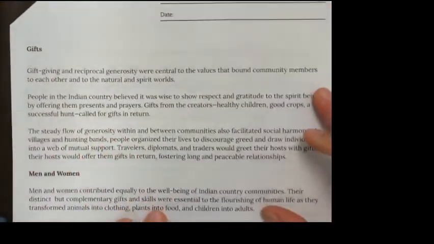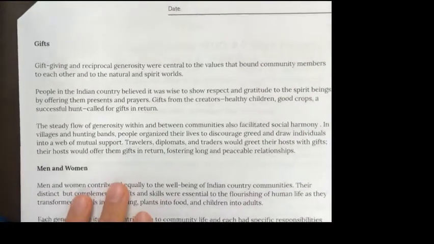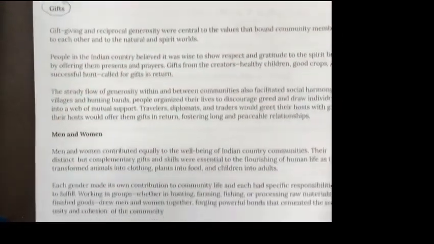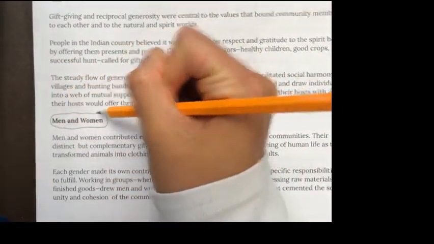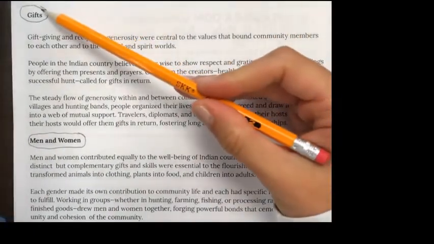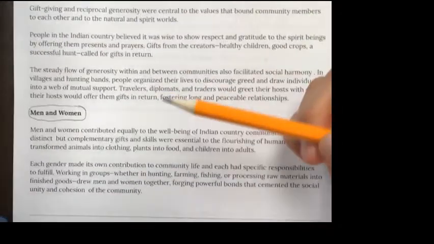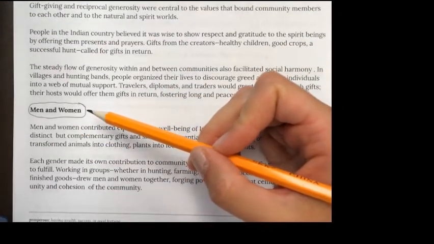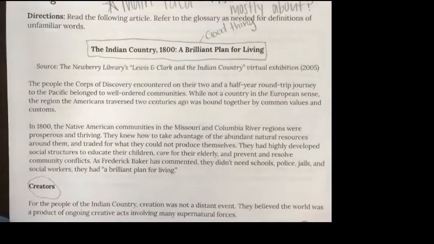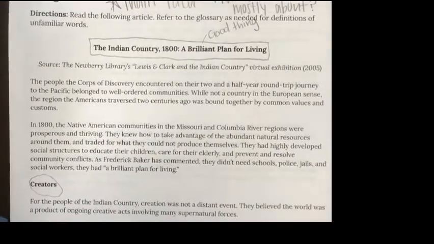On the next page, I'm going to look at the other headings. So we know it's going to be about how they live brilliantly, which means how they live well. The other heading is about gifts. And then the last one is about men and women. So I'm assuming I'm going to learn something about maybe how they give gifts. I'm not really sure. And something about men and women, maybe how they live, since it's about their brilliant plan for living. Okay? So we're going to go ahead and start reading.